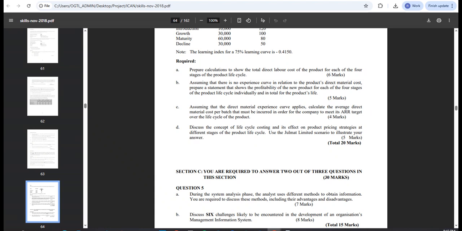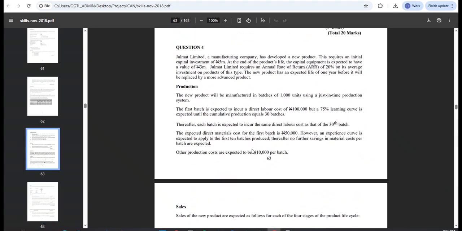Yes, sir. D. Discuss the concept of life cycle costing and its effect on the product pricing strategies at different stages of the product life cycle. Use the GeoMath Limited scenario to illustrate your answer. The question proper.